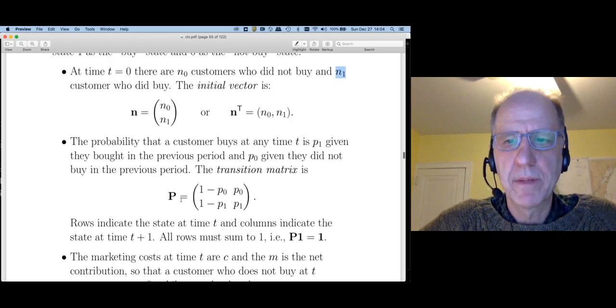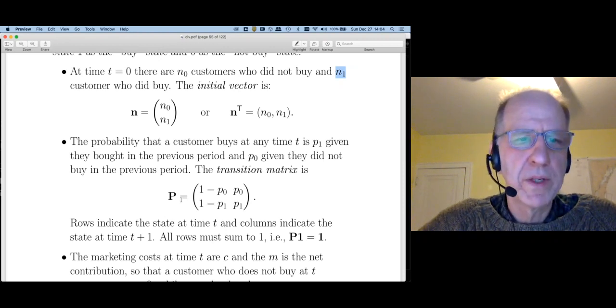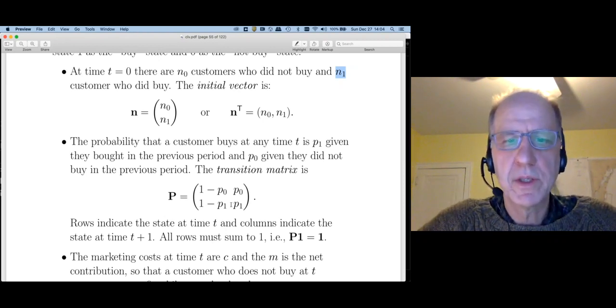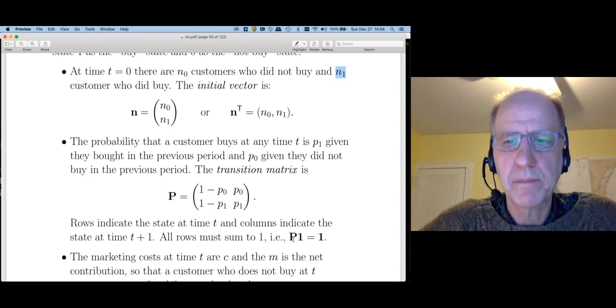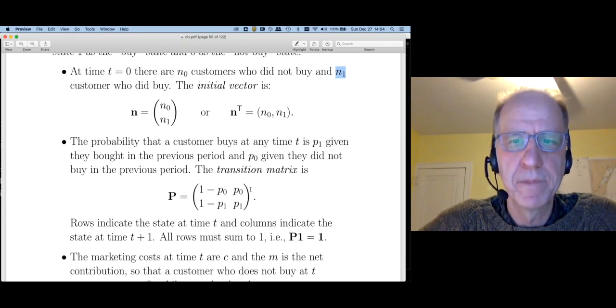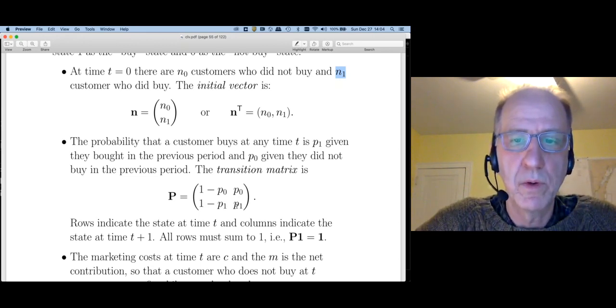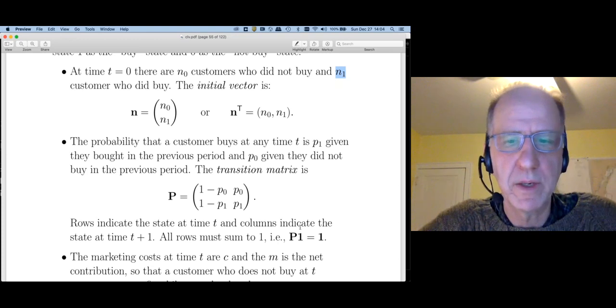Here's our probability matrix. One thing to note about transition matrices is they have rows that sum to 1. So if you take P times 1, you get 1. In other words, 1 minus p naught plus p naught has to equal 1, and 1 minus p1 plus p1 also has to equal 1. So it looks like we did it right.